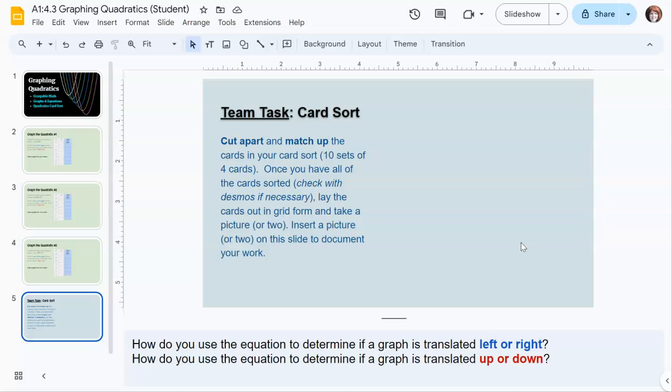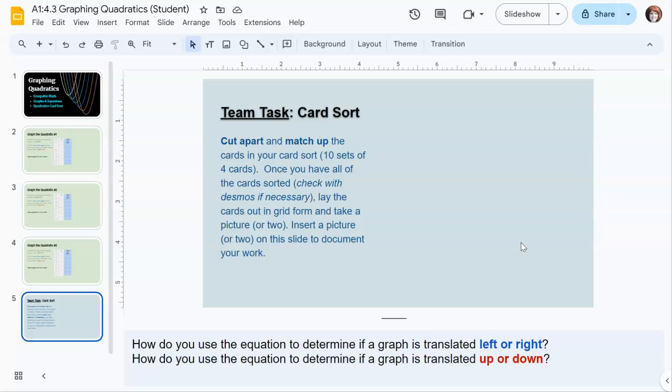Now at the bottom of this slide, I do have a couple of questions for them to answer. How can you determine if a graph is being translated left or right by using the equation? And how can you determine if the graph is translated up or down by using the equation? Now, this activity is significantly simpler than all the rest. So, if you're doing your Desmos activity and you are noticing a significant number of kids are not making progress, they are just not seeing it, it may be wise to take a break to do this card sort and then come back. I have this assignment scheduled for 2 to 3 days.